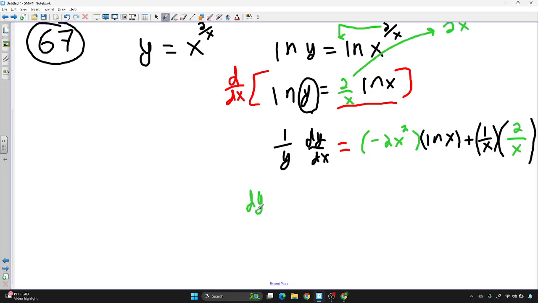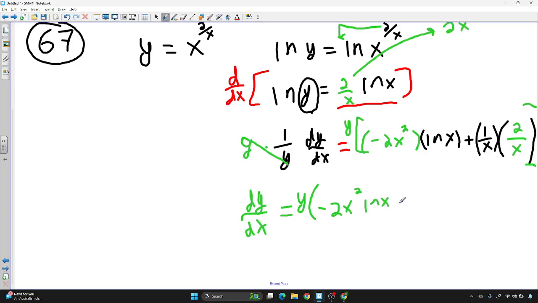So dy dx equals, and we're going to multiply the y on both sides. So everything's going to multiply by y. So y on both sides. And then we'll have just this times y. So the best way to write it would be negative 2x squared, I'll just put the y here, ln of x, plus 2 over x squared. And that should be good.